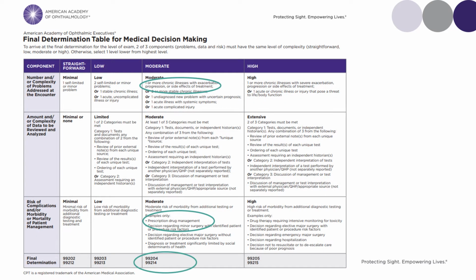And here's how it looks on the final determination table with our 1 or more chronic illnesses with progression, which would be for the problem category at moderate level, and then the risk of complications, prescription drug management, both discontinuing and starting a new prescription drug. And the final E&M code as shown at the bottom would be the level 4, 99214.